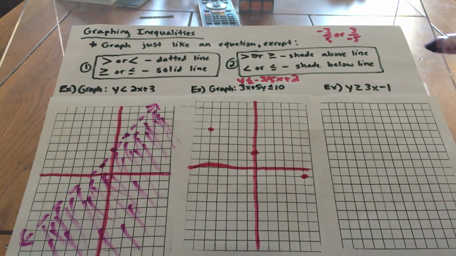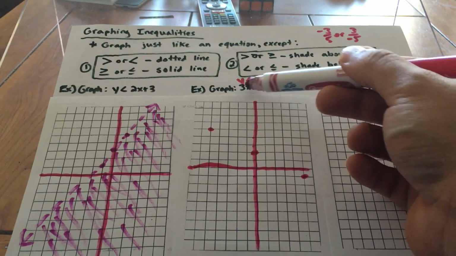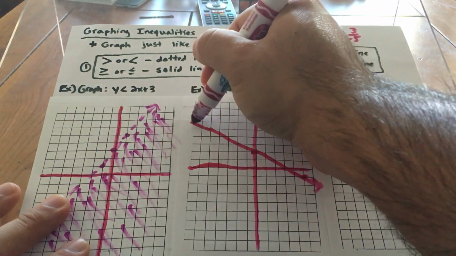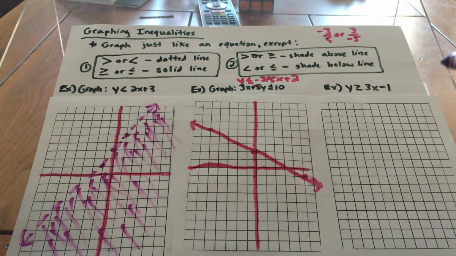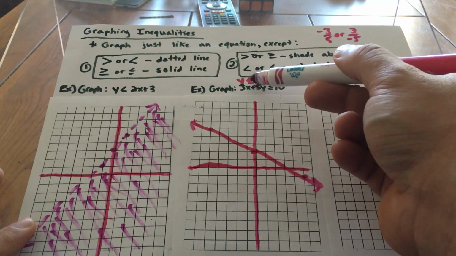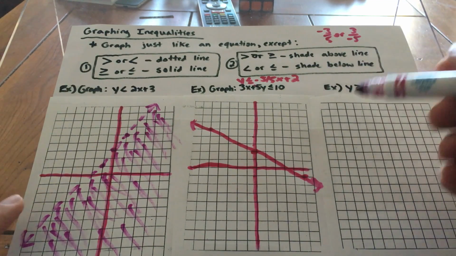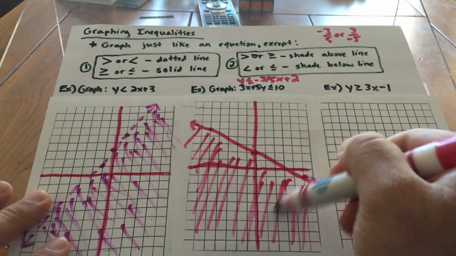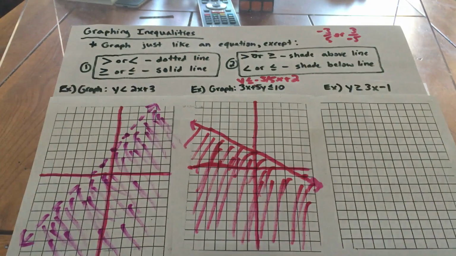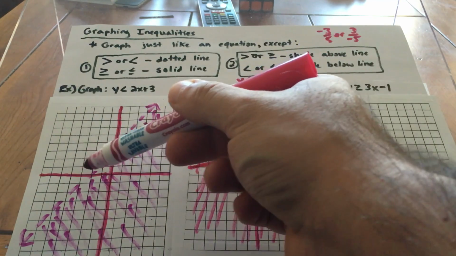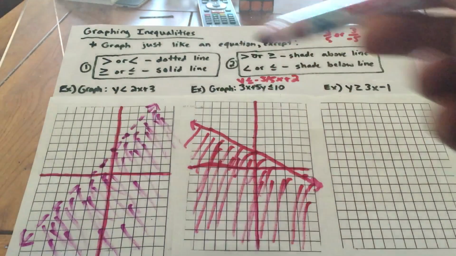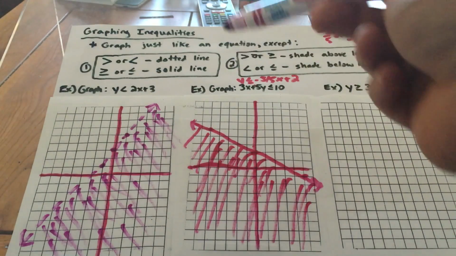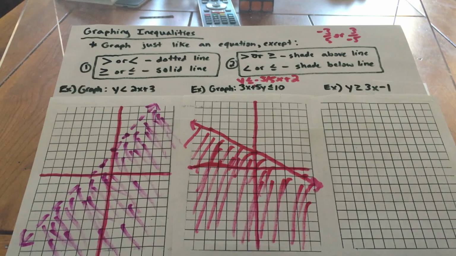Now we have to decide, is it solid or dotted? It has the equal sign, so it's going to be a solid line through those points. So here is our line. And we have to decide, do we shade above or below? It's a less than or equal to, so again, we're going to be shading below the line. So our solution here is going to be everything below that line and including that line. The difference between this one and that one is that on that one, the solutions on the line are not part of the solution. In this case, you can have points on the line and plug them in. It will make that inequality true.